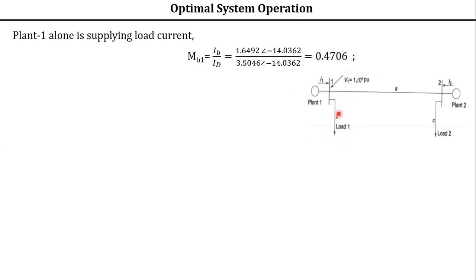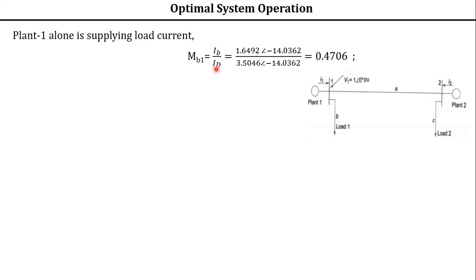So branch B is connected to the load. What is the current distribution factor for B? It is MB1. The 1 indicates plant 1 alone is operating, plant 2 is not supplying, so therefore I2 is 0 in this case. Clear? I2 is 0. So MB1 is equal to the corresponding branch current divided by the total load current.